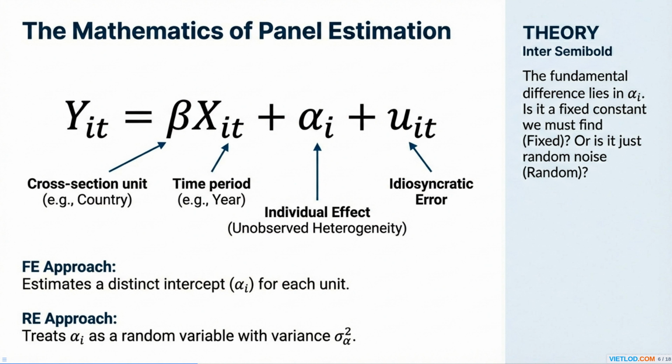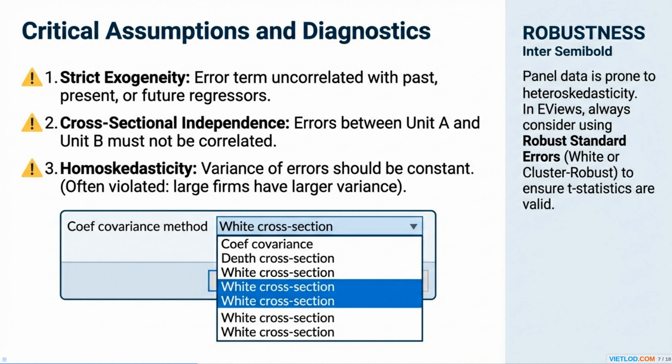The fixed effects approach estimates a distinct intercept, alpha IT, for each cross-section unit, treating it as a fixed constant. This controls for all time-invariant unobserved characteristics. In contrast, the random effects approach treats alpha IT as a random variable with a specific variance, sigma alpha squared, assuming it's uncorrelated with the other predictors. Understanding this distinction is key to choosing the correct model for your data.